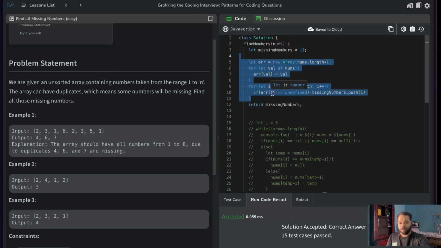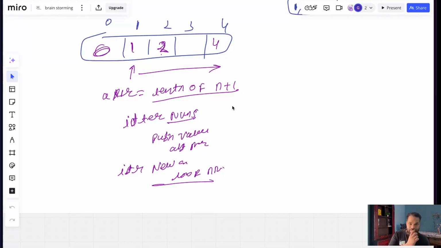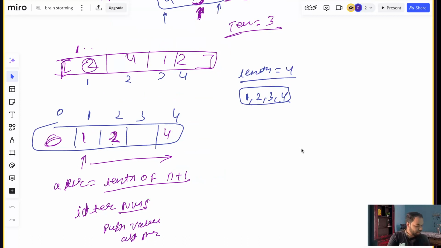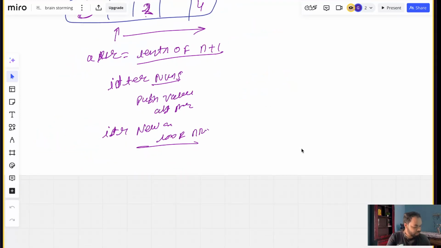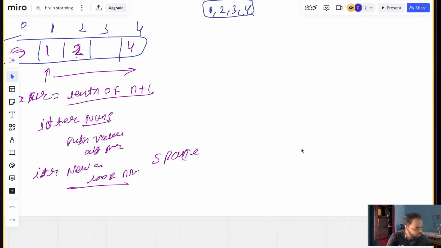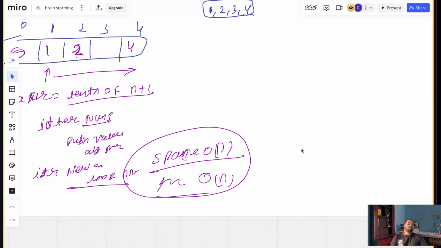But the problem with this, if you see clearly, is that the space complexity is big O of n because we are creating a new array, and the time complexity is also big O of n. But we can solve it in big O of 1 space complexity. Let's try to do that.